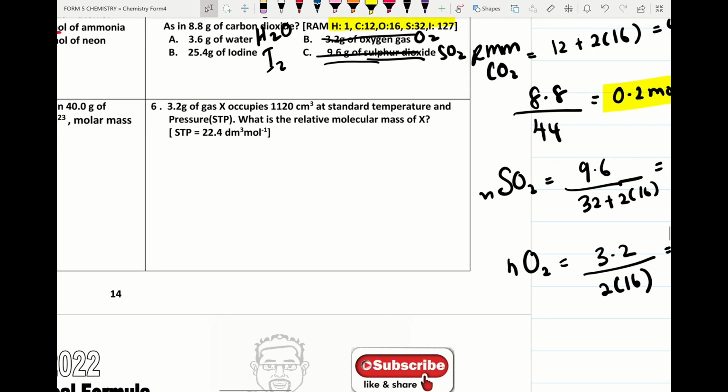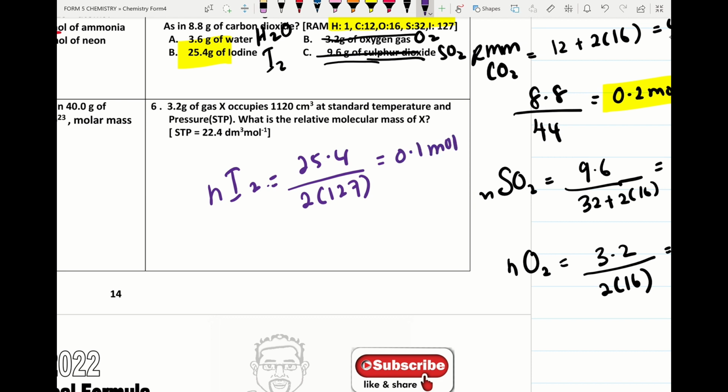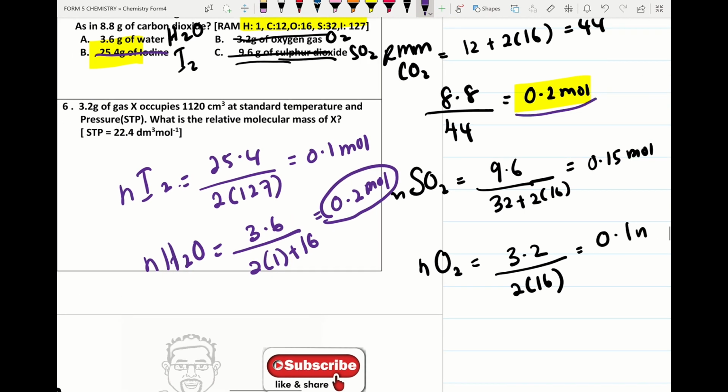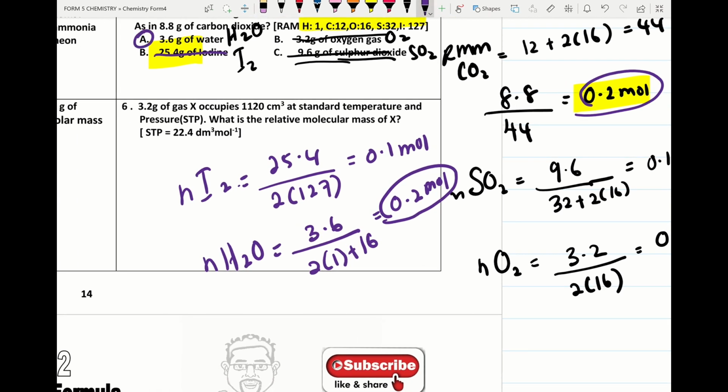All right, we check for the iodine, the number of moles of iodine. The mass is given as 25.4 and the RMM or molar mass is 2 times 127. So the number of moles we will get is 0.1 mole. All right, so this is not the answer. We go for the number of moles of water molecule. The mass is given as 3.6. Here the molar mass is 2 times 1 plus 16. So we will get the answer 0.2 mole. 0.2 mole is the same as the number of moles of 8.8 grams. So the answer will be A.